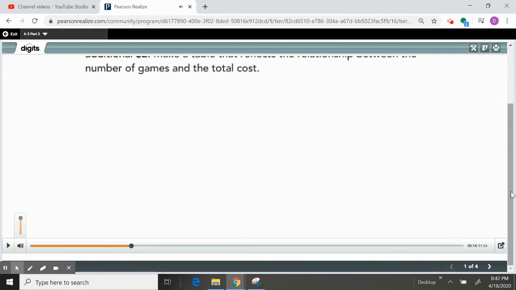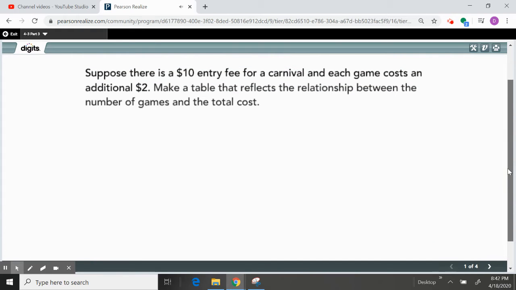Okay, so let's think about what that means. Entry fee means that you have to pay just to get in to the carnival. So $10 just to get in, and each game costs an additional $2. Each time you play a game, you pay $2 more. So $2, $2, $2 for each game.